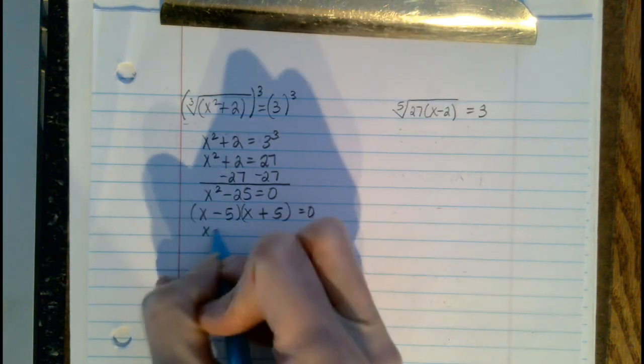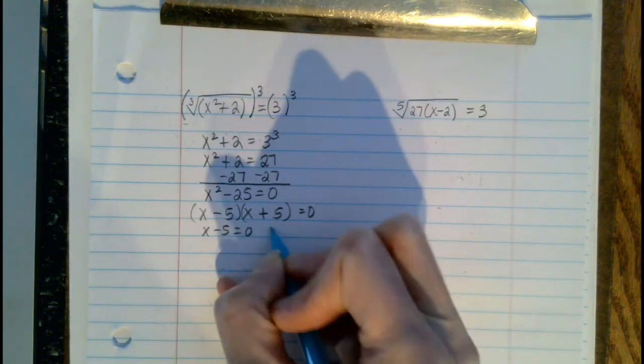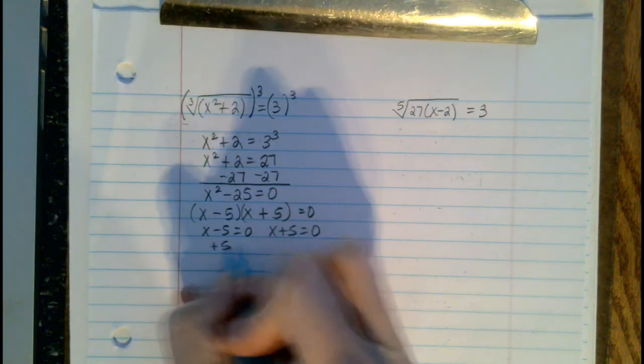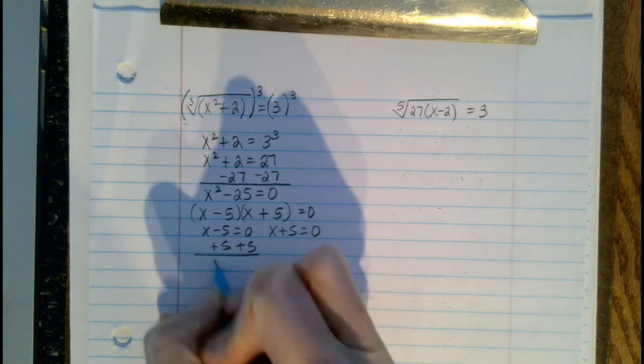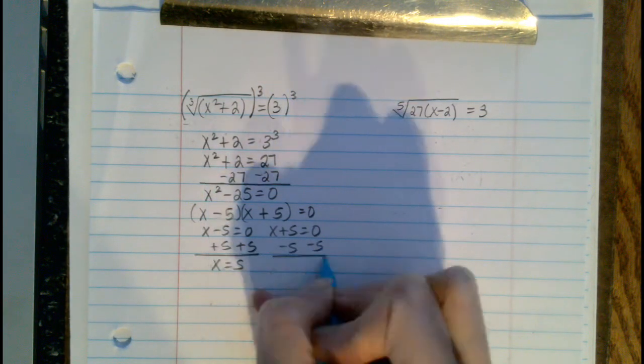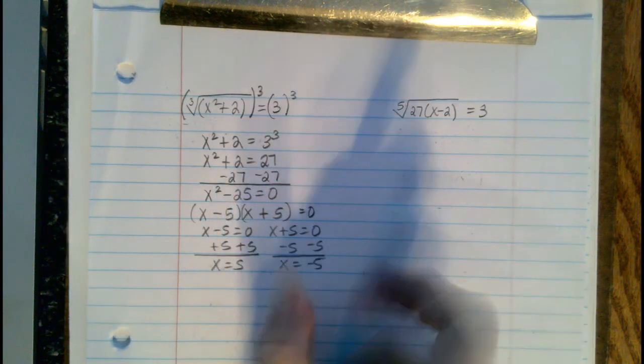And then we can take x minus 5 and set it equal to 0, and x plus 5 and set it equal to 0. So we get x equals 5, and x equals negative 5.